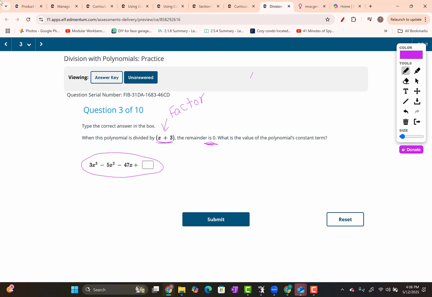But also more importantly, if we set x plus 3 equal to 0 and solve for x, and you can probably do this without showing the work, this means x equals negative 3 is a root of this expression right here. And if x equals negative 3 is a root of this polynomial, that means when we substitute negative 3 for x, it should yield us an answer of 0.